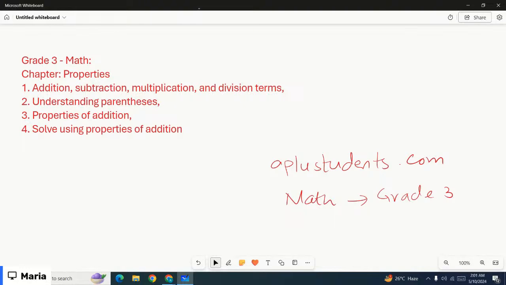We're going to start with the chapter properties, and the lessons we're going to cover today are addition, subtraction, multiplication and division terms, understanding parentheses, properties of addition, solve using properties of addition. So please make sure you have your notebook and pencil so that you can note down the important examples and definitions as well.